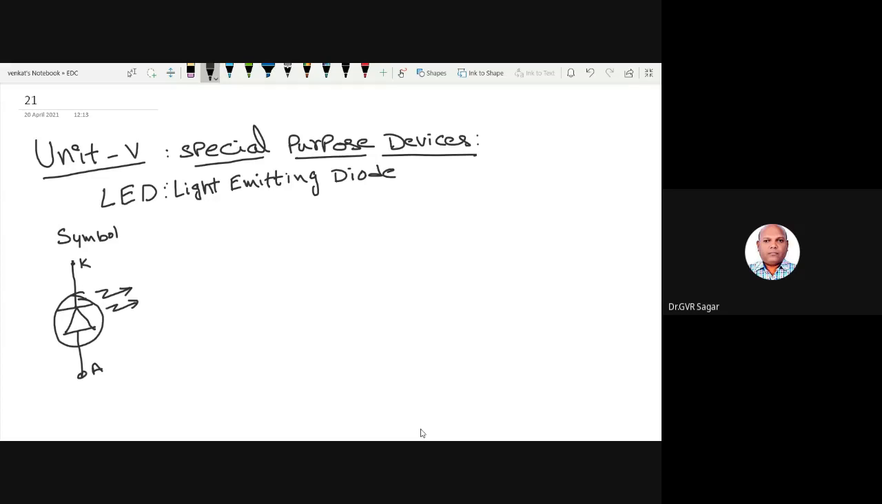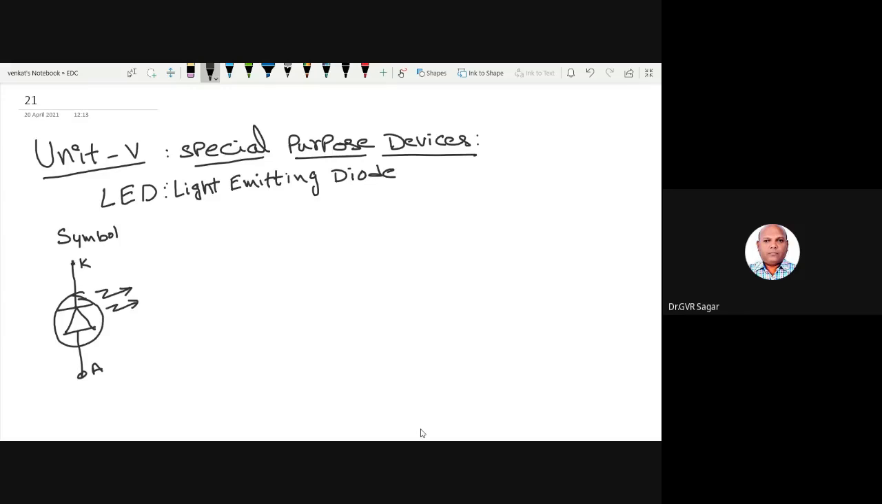Now we'll go to Unit 5, the special purpose devices. The special purpose devices here include the LED, UJT, SCR, photodiode, and solar cells. Right, the first one is the LED. LED means light emitting diode. I think you have seen this already in different decorations. LEDs are everywhere, in adapters also, and a red light glows when it is on. Each indication on electronic devices is done with the help of LEDs, right?